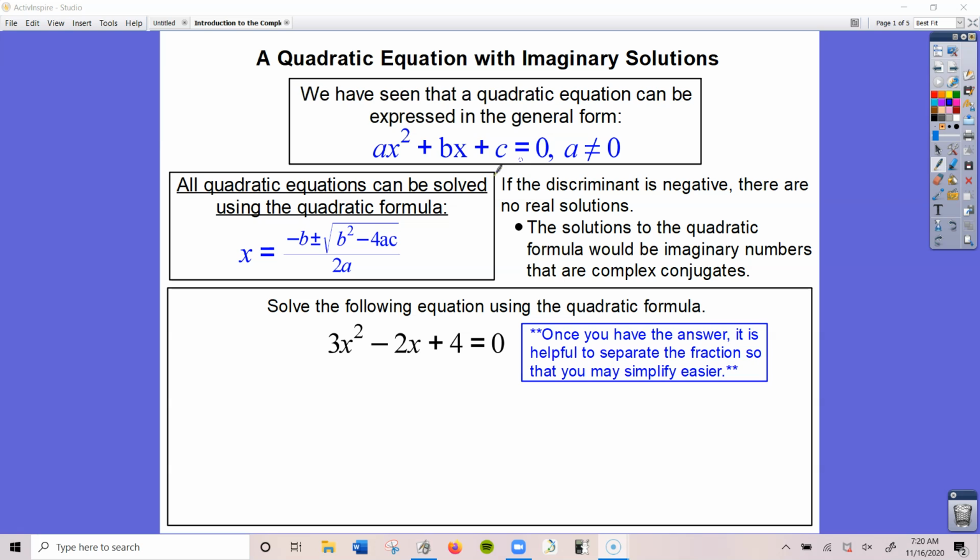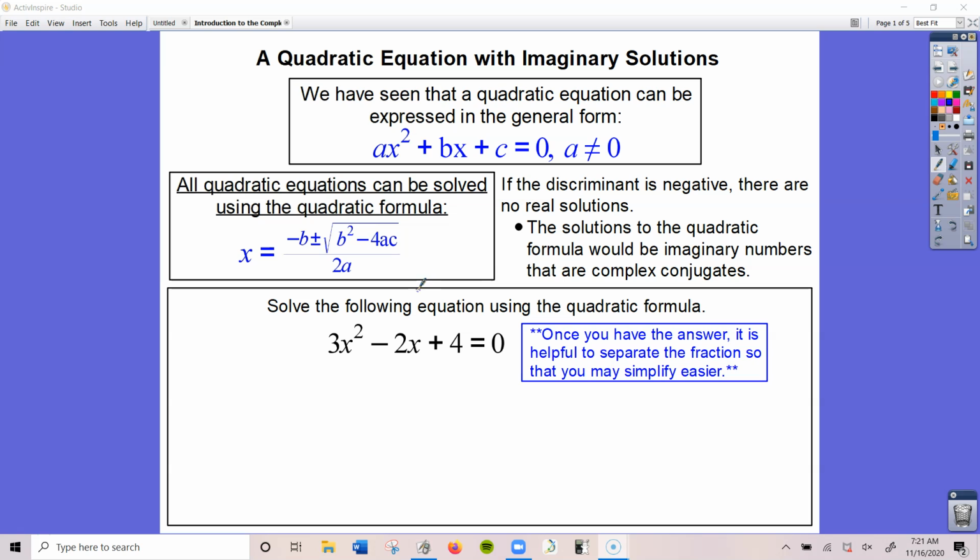Now, imaginary solutions are the result of when the discriminant, which is what is underneath the square root of your quadratic formula, equals to 0. As a reminder, we learned the quadratic formula in Algebra 1 and Algebra 2, and the quadratic formula is as follows. X equals negative b plus or minus the square root of b squared minus 4ac all over 2a.